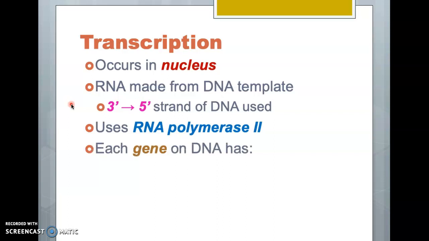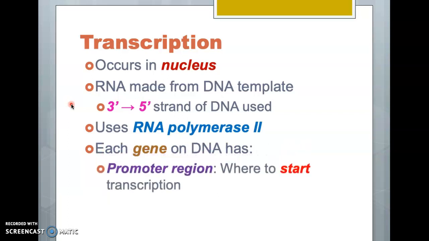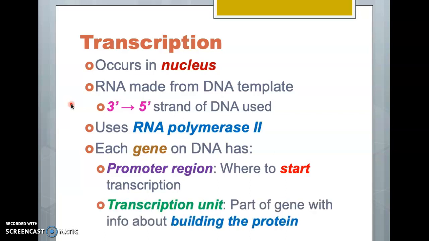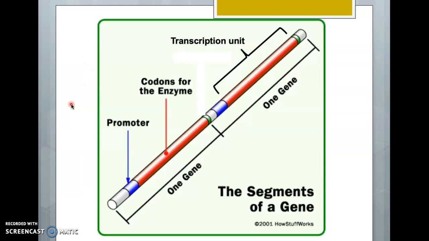And each gene is a section of DNA that codes for a protein. This is going to sound familiar from when we talked about the TRP operon. There's going to be a promoter region, which is the place where transcription starts. This is going to be the place where RNA polymerase II latches on to the DNA. There's going to be a transcription unit, the part of the gene that actually is used to build the protein. And then what you see on here as this little green section, that's the termination region.